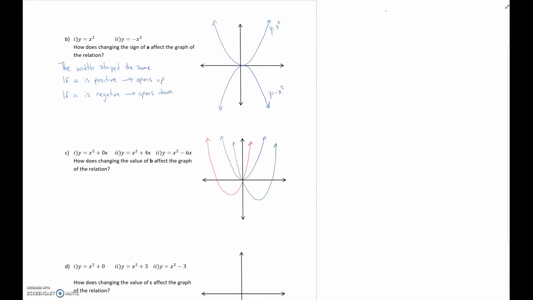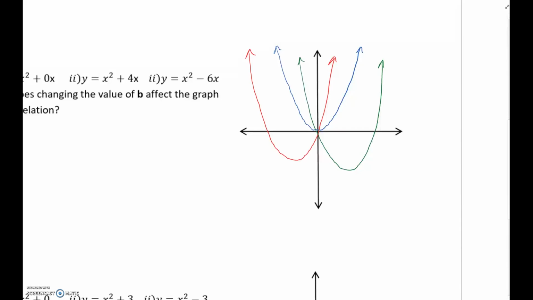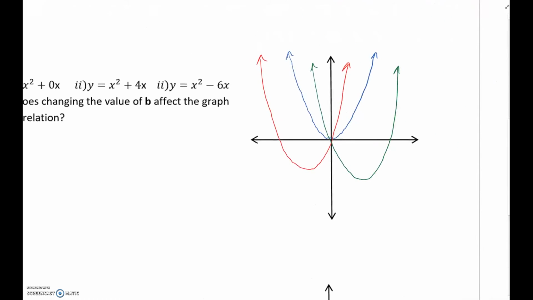Let's have a look. So I've graphed my three functions here. Which one is which? So this first one here is our parent function. So that's y equals, and you see I used color just to help us see this a little bit better, equals x squared plus 0x.